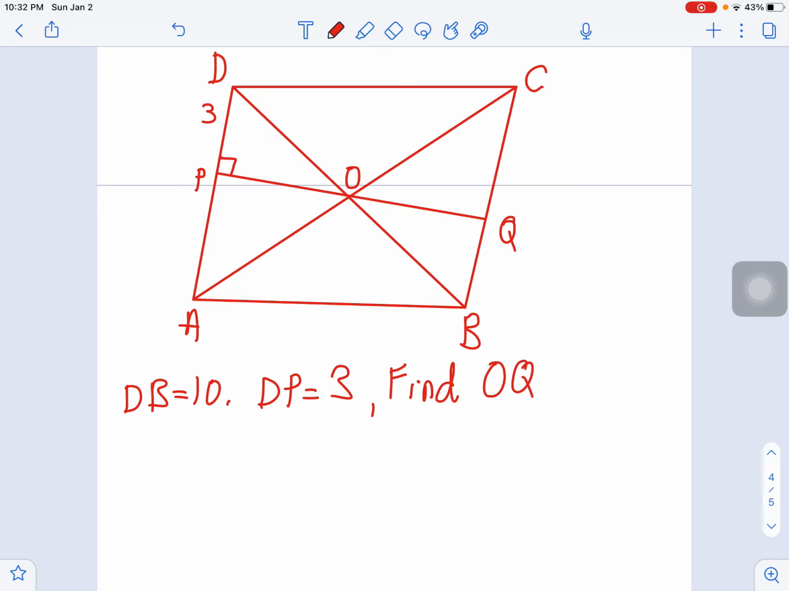Given the fact that segment PQ passes through the point of intersection of the two diagonals, DB and AC, and segment PQ is given to be perpendicular to one of the sides of the parallelogram, AD, right? Let's go about solving for OQ.